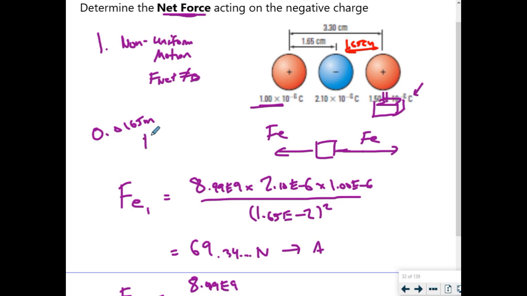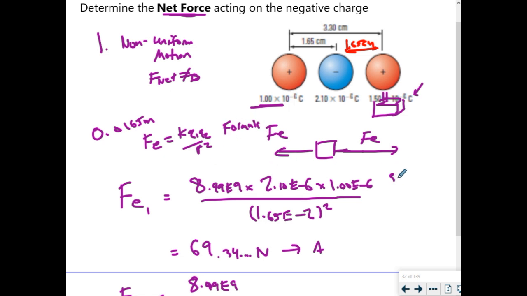I actually skipped something. I really should have written out this formula first: Fe equals K Q1 Q2 over R squared. On my written response rubric, if you haven't had me explain this to you before, you're expected to show a formula. So that's this step here, show a formula.